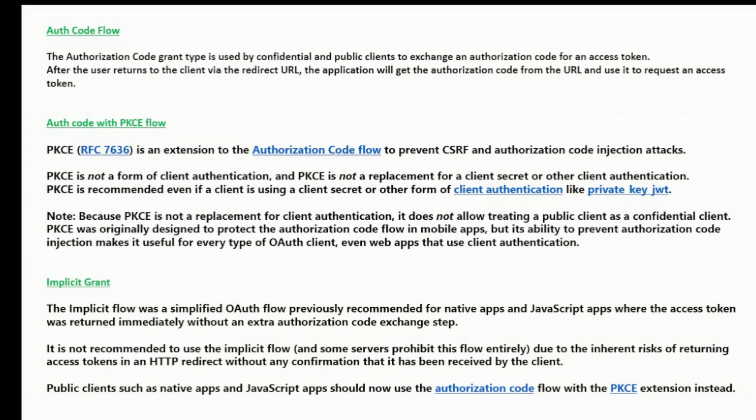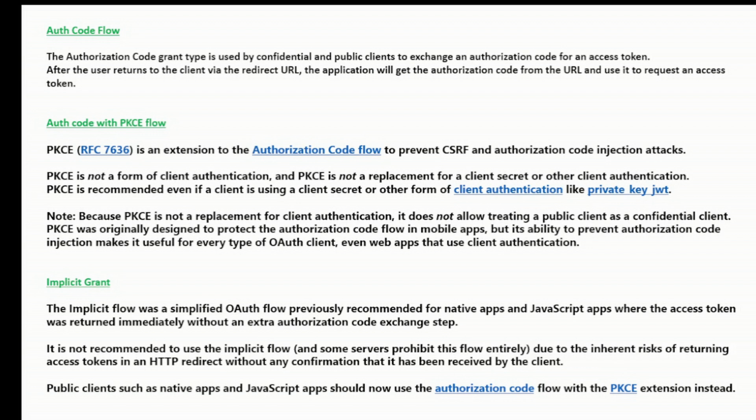So let's understand the auth code flow. What it says is that the authorization code grant type is used by confidential and public clients to exchange an authorization code for an access token. So here an exchange of the authorization code is happening for an access token. After the user returns to the client via the redirect URL, the application will get the authorization code from the URL and use it to request an access token. So here a kind of code exchange is happening to get an access token. We'll understand more on this further, not in this topic. We can understand the workflow, configure it in PingFederate, and then test it using Postman.